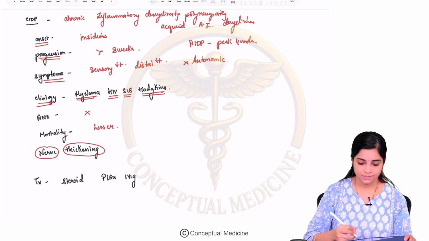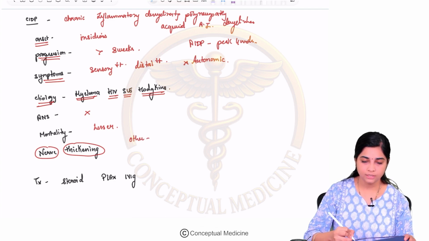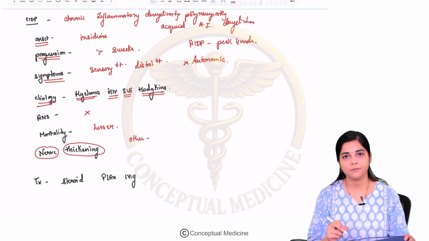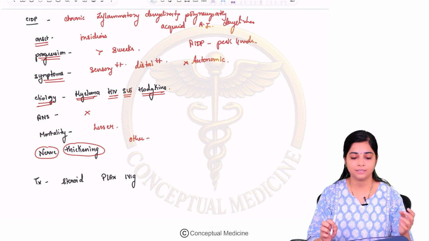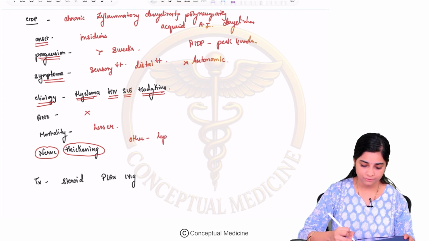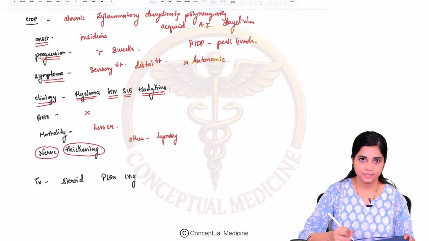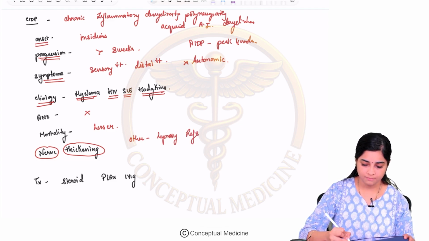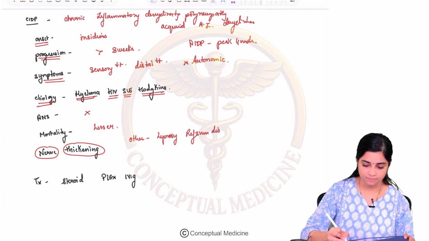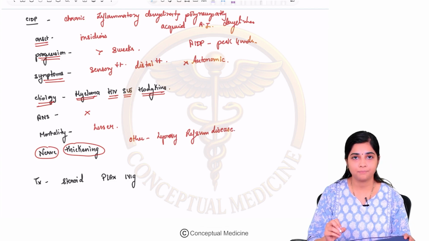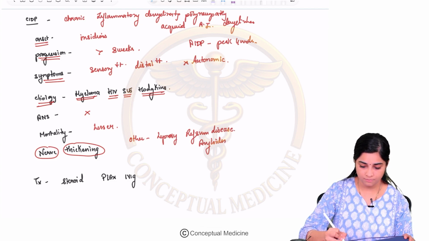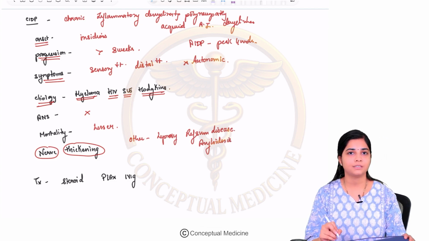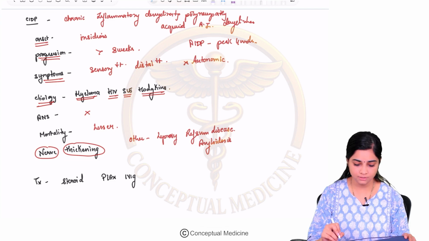What are the other conditions where you can find nerve thickening? Whenever you examine a patient with peripheral neuropathy, you will have to look for thickened nerves. For example, your ulnar nerve, your sural nerve, all of these can appear thickened. The other conditions that you have to know are leprosy, which can cause thickening of the nerve, Refsum's disease, and then amyloidosis. These are some of the other conditions where you can have thickening of the nerves.